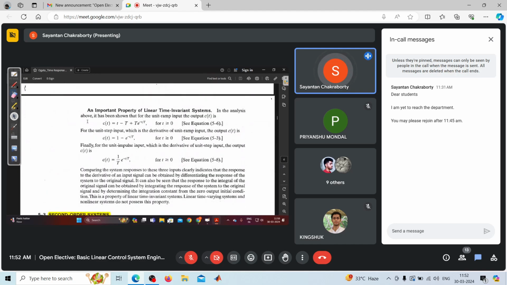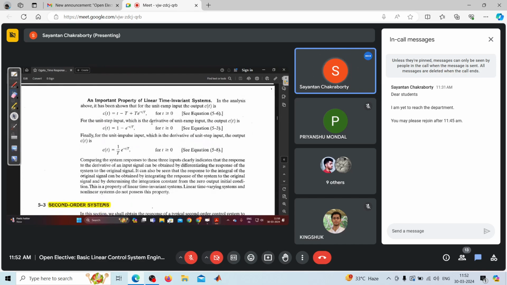And we also discussed the property that given a ramp input response, you can find out the step response or impulse response and vice versa, because there is a correlation between the individual responses in respect of their transient behavior. And we also saw that in terms of steady state behavior, there is no such direct correlation. You have to derive the steady state behavior individually.